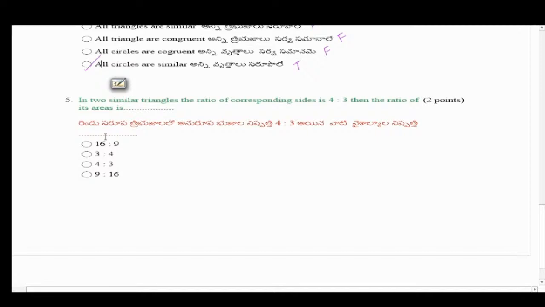So last one, in two similar triangles the ratio of corresponding sides is 4 is to 3 and the ratio of its areas is.